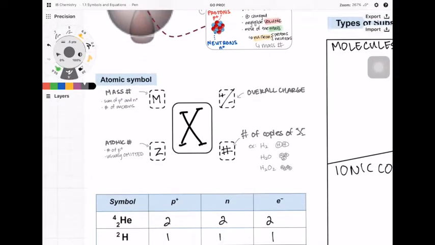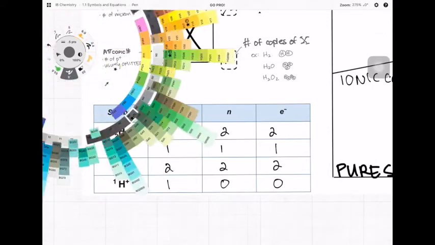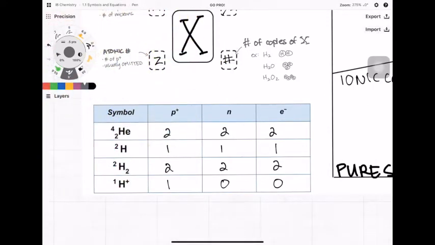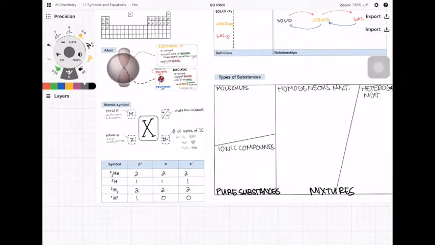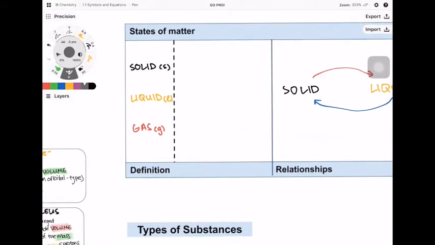We also saw this atomic symbol back at the beginning of the course, so this idea that there's a bunch of different numbers that we write next to different elements and that tell us information about the number of protons, neutrons, and electrons. So pause this video if you need to go through this table, but we're going to move on to something that we haven't seen yet in this specific course.